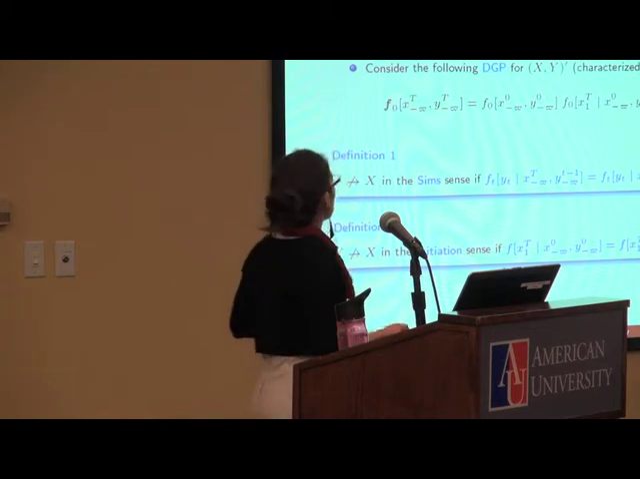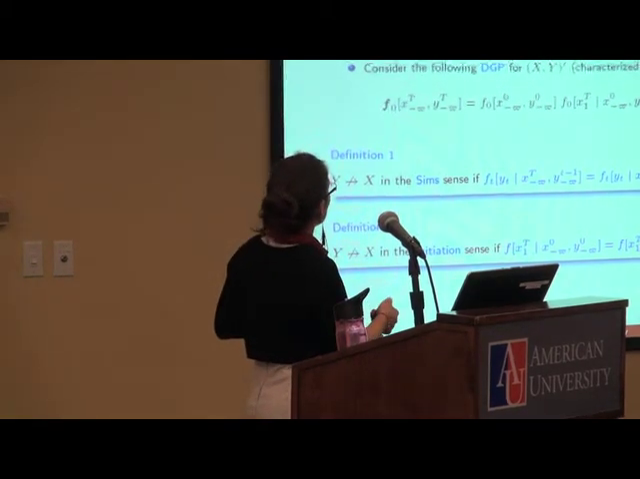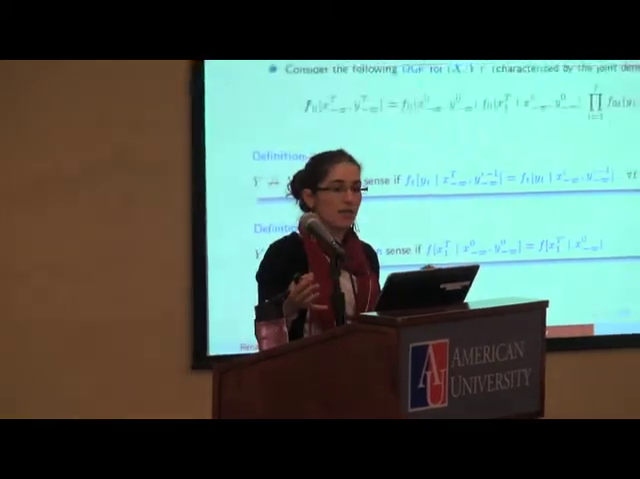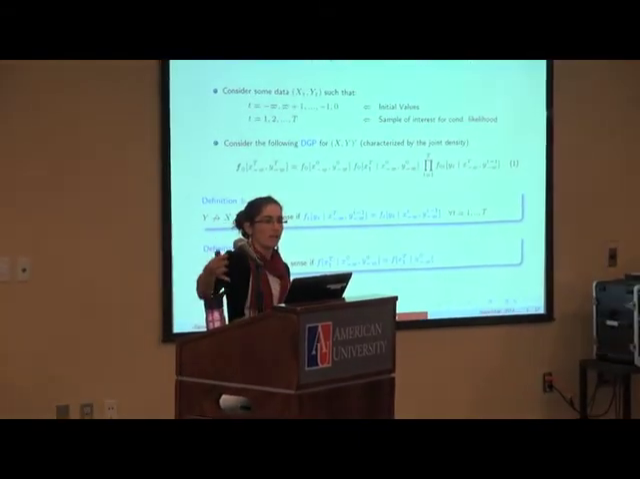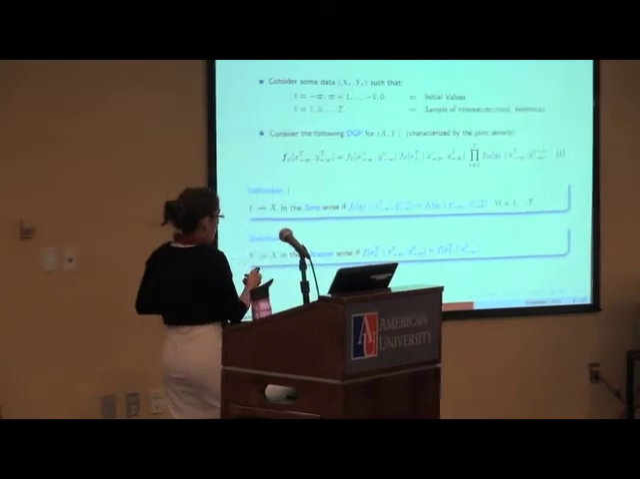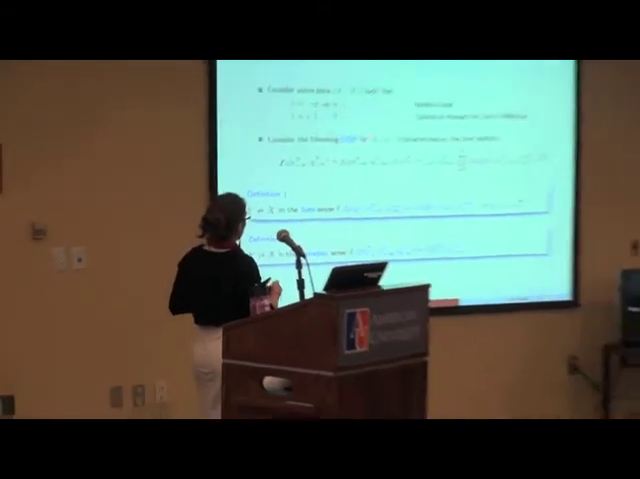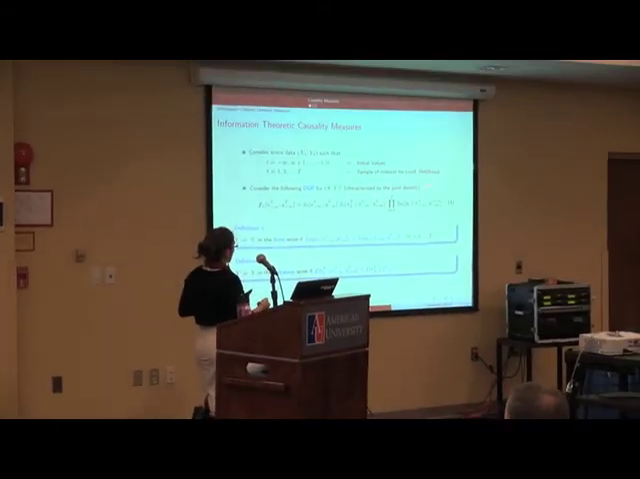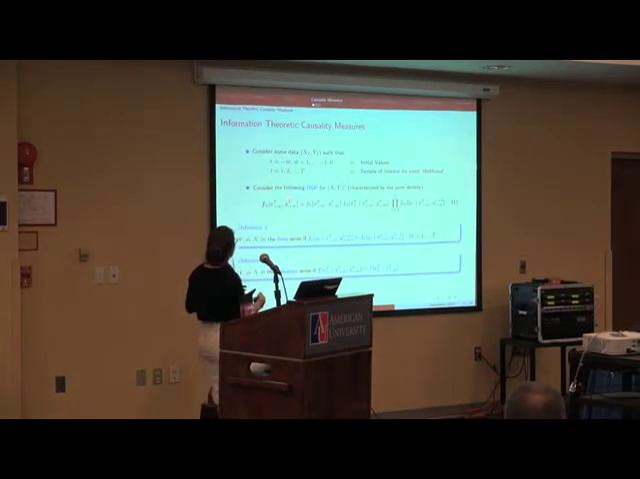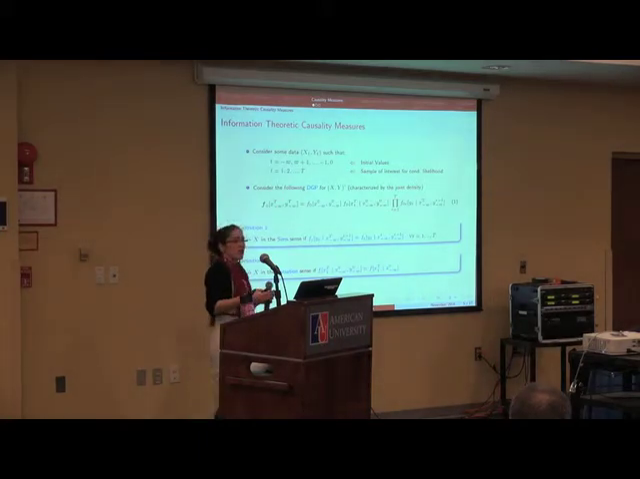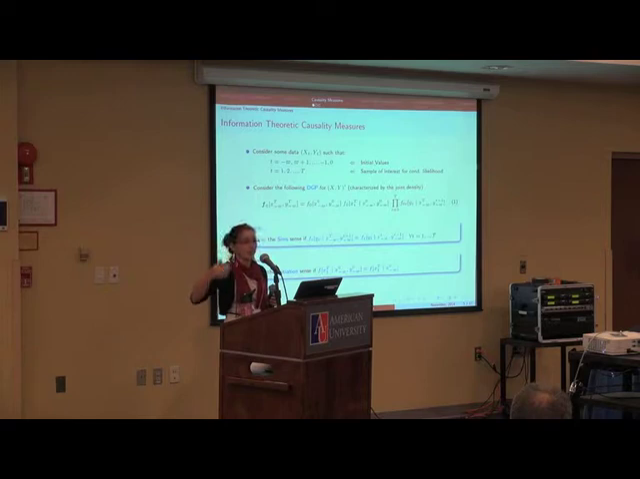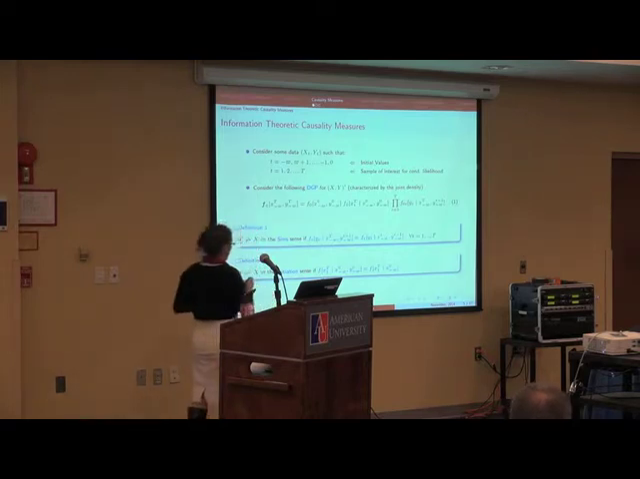Okay, so consider that we have some data for F_T over T, such that we have an initial set of values that go from minus omega bar to 0, and then the sample of interest goes from 1 to capital T. Okay? So consider we have a DGP, a data generating process for X and Y, characterized by this joint density right here. And so this is F naught. The notation here, to be clear, means that we have the variables x minus omega bar, x minus omega bar plus 1, and so on and so forth, up to x capital T. Okay? And the same for y.